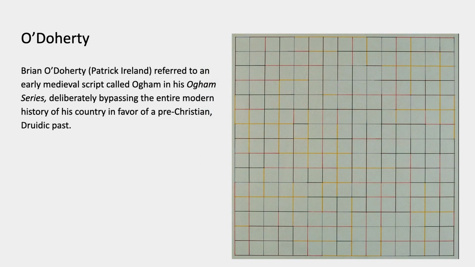Brian O'Doherty, a.k.a. Patrick Ireland, the artist, did a series of works which refer to a medieval script called Ogham script in Ireland. And this actually doesn't look much like Ogham script, but the idea of what he was doing was he wanted to bypass the whole modern history of art in his country, in Ireland, in favor of a pre-Christian, druidic kind of a past.